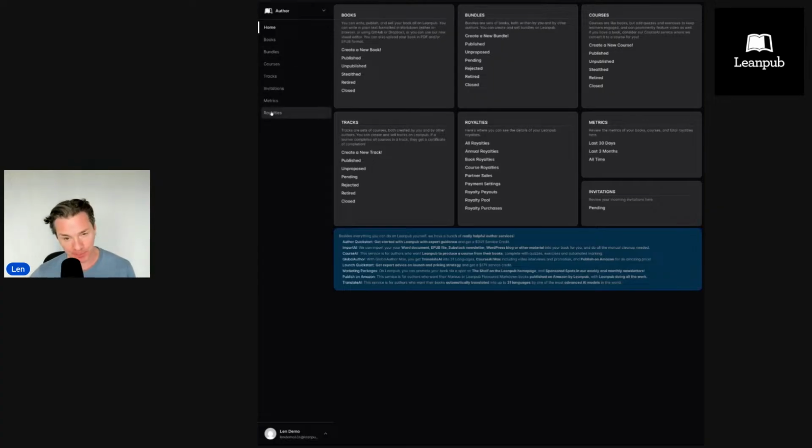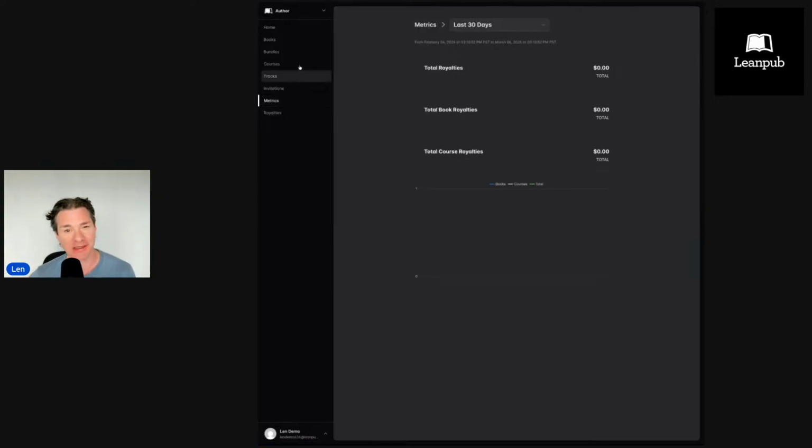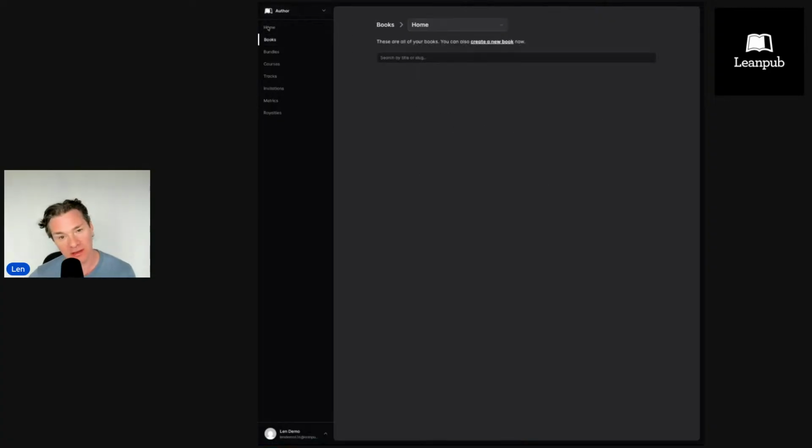Now in the author section, you can see there's a stable menu on the left here. Home is basically the dashboard, and there's a place where you can look at just your books, just your book bundles, just your courses, just your tracks or course tracks. They're like course bundles. You can see your invitations. You can also see a metrics page here. This is a demo account, so it's not showing too much. But we've always had last 30 days, last 3 months, and all time. And here you can just see an overall view of your book royalties and course royalties and your total royalties, which is just very cool.